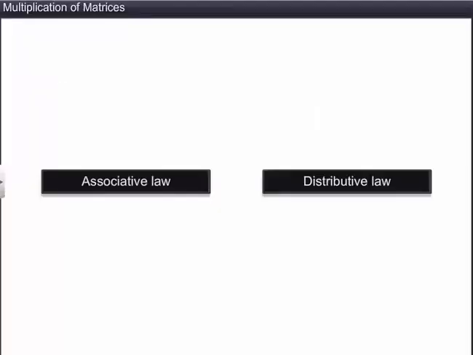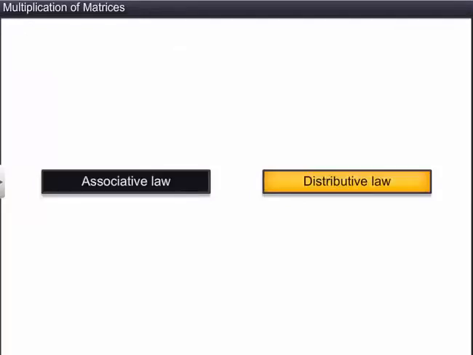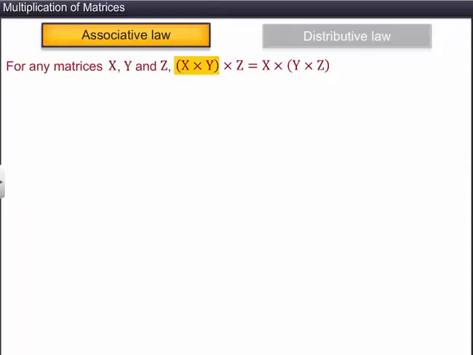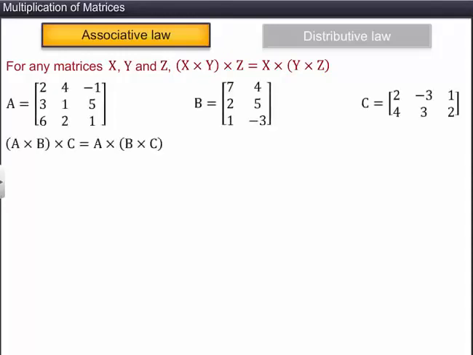The multiplication operation over matrices satisfies the associative law and the distributive law. According to the associative law, if we have three matrices X, Y, and Z, then X multiplied by Y multiplied by Z is equal to X multiplied by Y multiplied by Z, whenever both sides of the equality are defined. Let's see an example to verify the associative law using matrices A, B, and C.